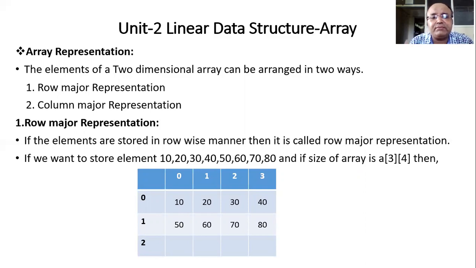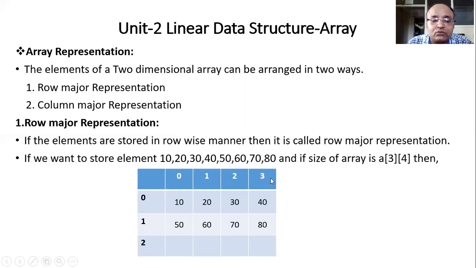Let's take one simple example. If you understand this example, it will become very easy to understand. Say you want to store elements 10, 20, 30, 40, 50, 60, 70 and 80. Before that, you need the size of the array. Let's say our array size is A[3][4]. It contains a total of 3 rows and a total of 4 columns. If you observe this table, we have 3 rows with indexes 0, 1, 2, and 4 columns with indexes 0, 1, 2 and 3.